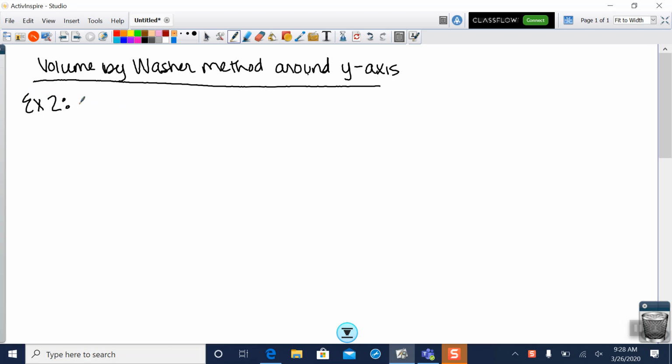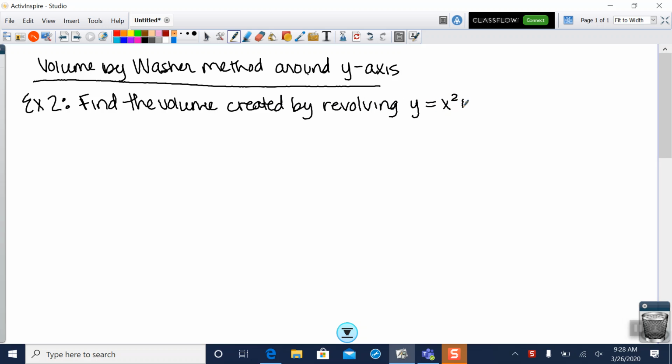What we're going to do is find the volume created by revolving y equals x squared plus 1, y equals 0, x equals 0, and x equals 1 around the y-axis.